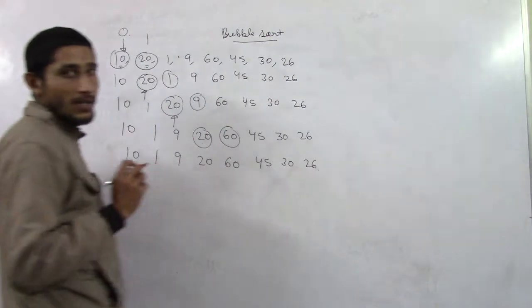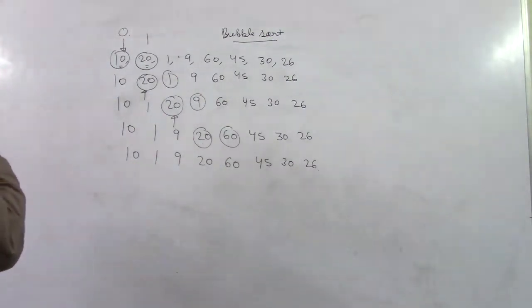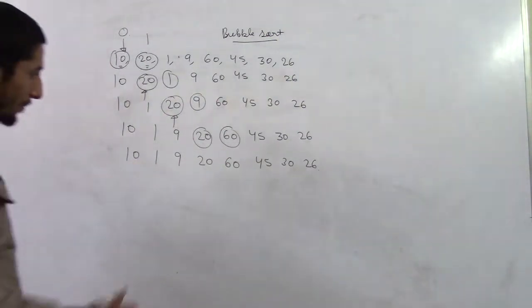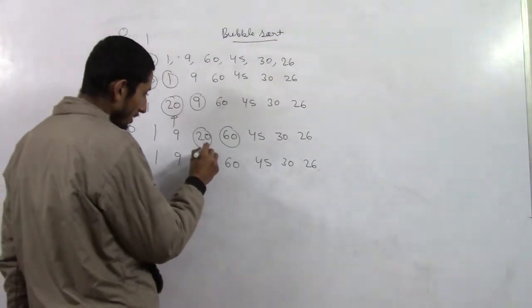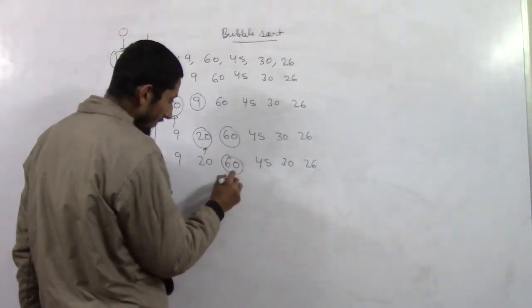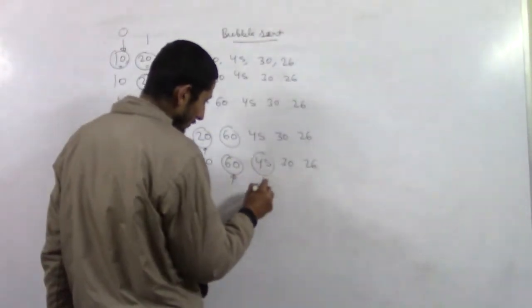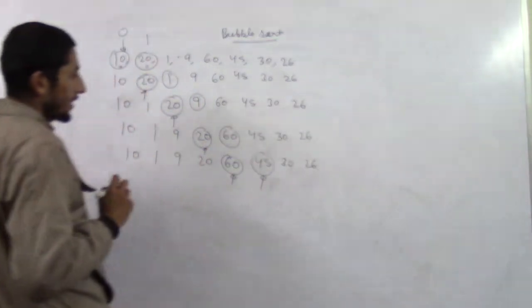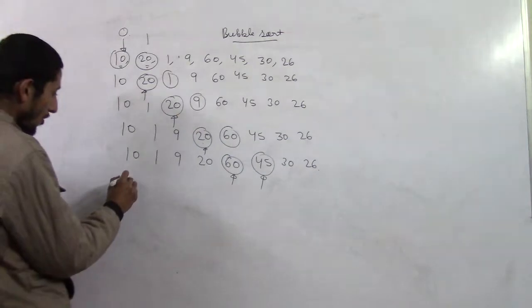The content will remain as it is. Are you following this one? Now what I will do? I will increment the pointer, and I will compare the value of 60 and 45. What is happening? 60 is greater, 45 is smaller. Then I am going to perform swapping.